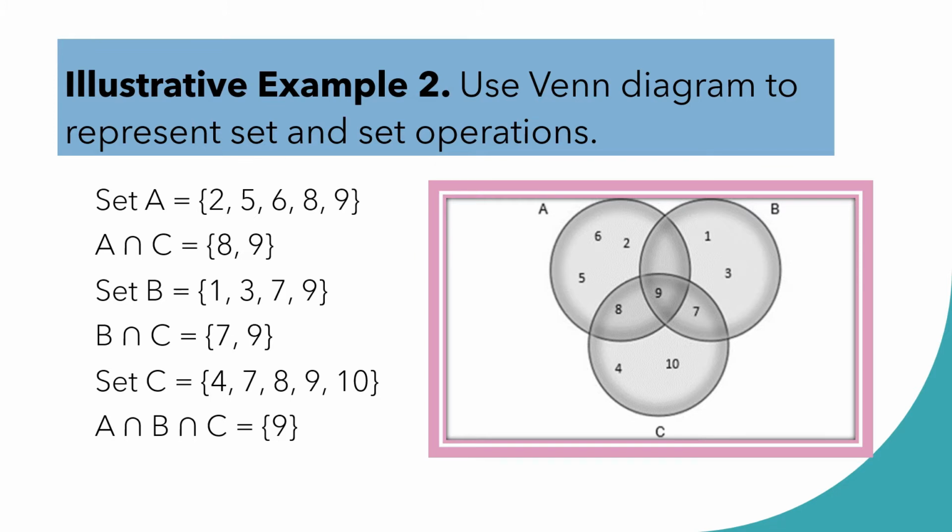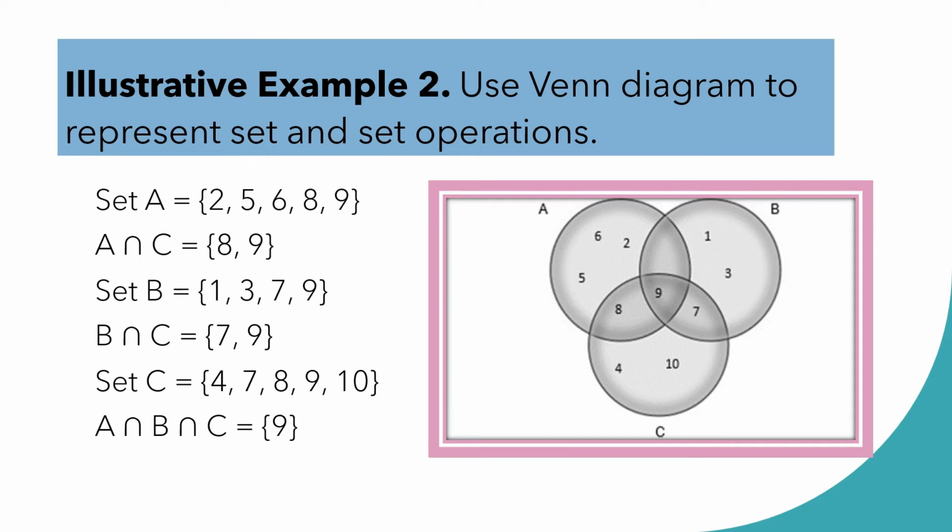So let us name all the elements under set A. As you can see, in set A we have 2, 5, 6, 8, and 9. You will write the elements from lowest to the highest. Okay, so if we are going to look for A intersection C, just take a look at the elements of A and C. Their common elements are 8 and 9. So A intersection C is 8 and 9.